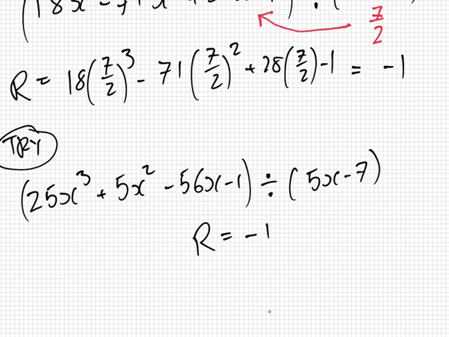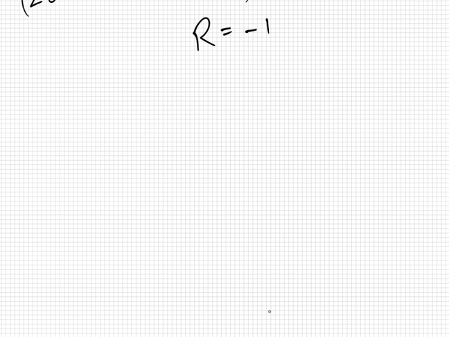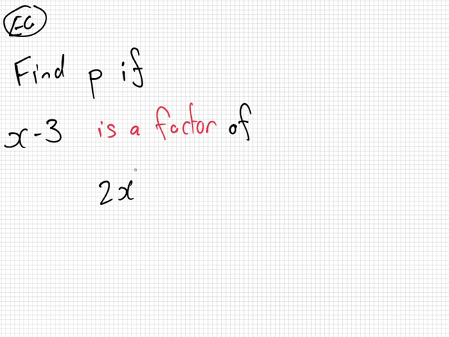Alright, let's look at a more difficult example now. Can I scroll down? Okay, so now this will be like number 4A. Find p if x minus 3 is a factor of 2x cubed plus px squared plus 21x minus 18.